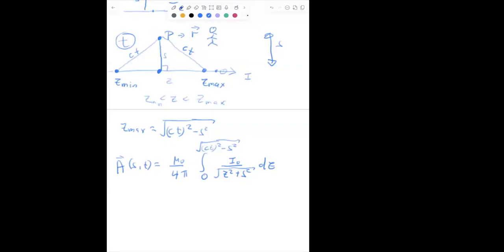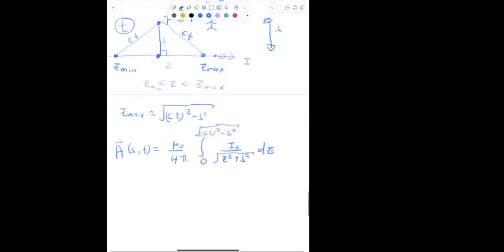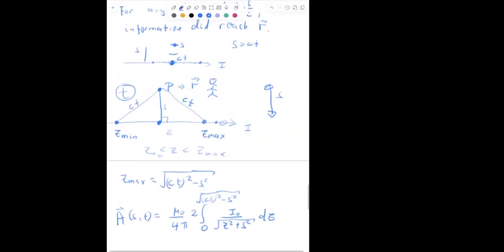What am I missing here? Is anyone there? Z min. Z min, but I do this by symmetry. It's the factor 2 here. So I can just add the factor 2, and I need to integrate from 0 to this Z max. You can trust me that this is okay. I think, again, it's very clear.